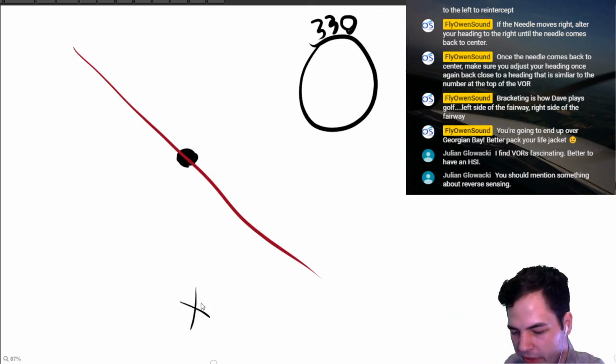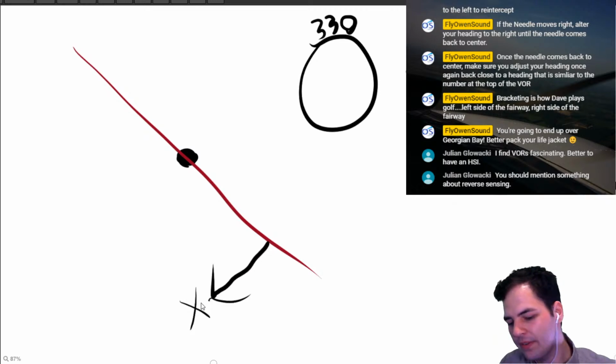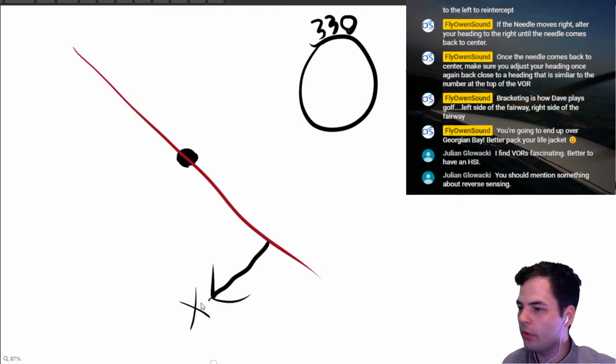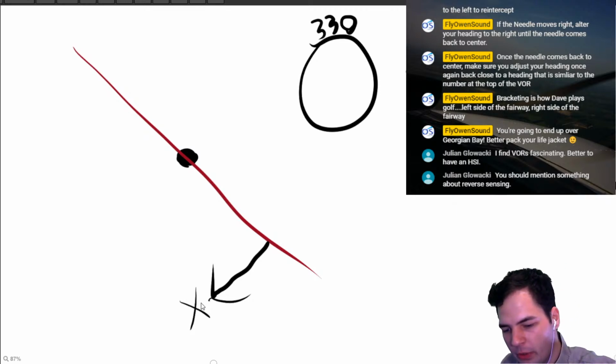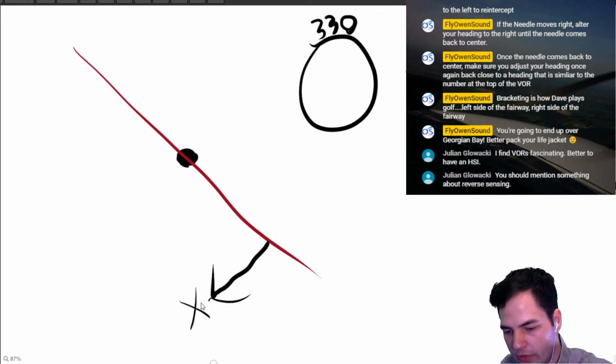So in this case, if I took a line from kind of the closest point and I drew it to my airplane, that line is going southwest. We can simplify the indication on our OBS dial up here. This direction that we've selected is northwest.